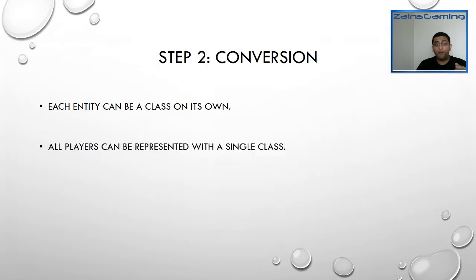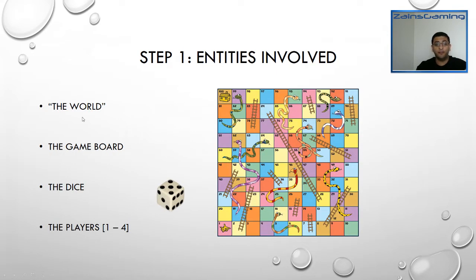Now, how are the conversions going to work? Each entity can be a class of its own. So going back here, the world itself, that's just the basic driver program or the driver class. The game board, that's a class of its own containing the board. The die is a class of its own, and the players are a class of their own. So instead of using four different player classes, we just create one player class and just create four different player objects.